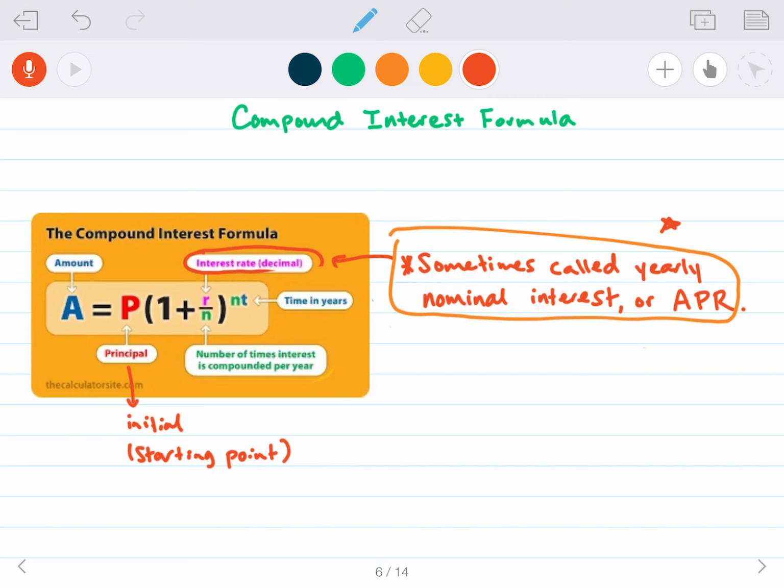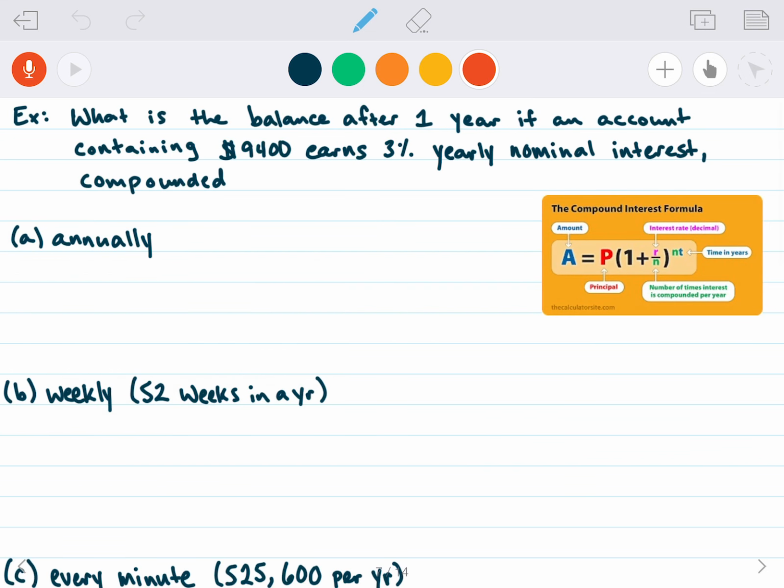N is going to represent the number of times that interest is compounded every year. And we're going to do several examples where it's compounded daily, compounded weekly, compounded quarterly. What does that mean? We're going to find out in a few slides. And then T is going to be how long you have to either pay off the money or how long you keep money in a savings account. So this is just the time that passes. Okay, so let's just get into it.